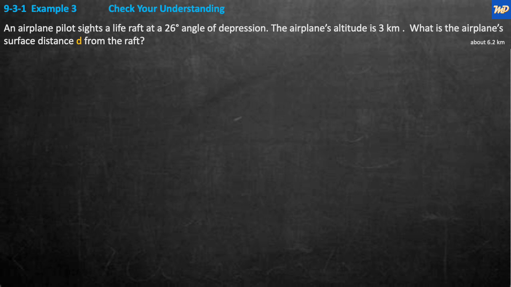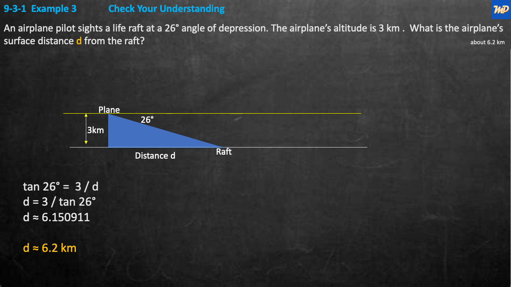You go ahead and try to solve it. I'm sure you will. And when you come back, we'll go over it together. Okay, so now you're back. An airplane pilot sights a life raft at a 26-degree angle of depression. The plane's 3 kilometers in the air. What's the plane's surface distance from the raft?